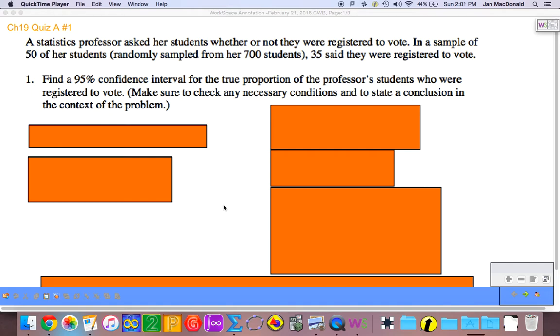Question 1. Find a 95% confidence interval for the true proportion of the professor's students who are registered to vote. Make sure to check any necessary conditions and to state a conclusion in the context of the problem. So let's start by checking our conditions. We're going to start with our check for independence, which is also known as the 10% condition.